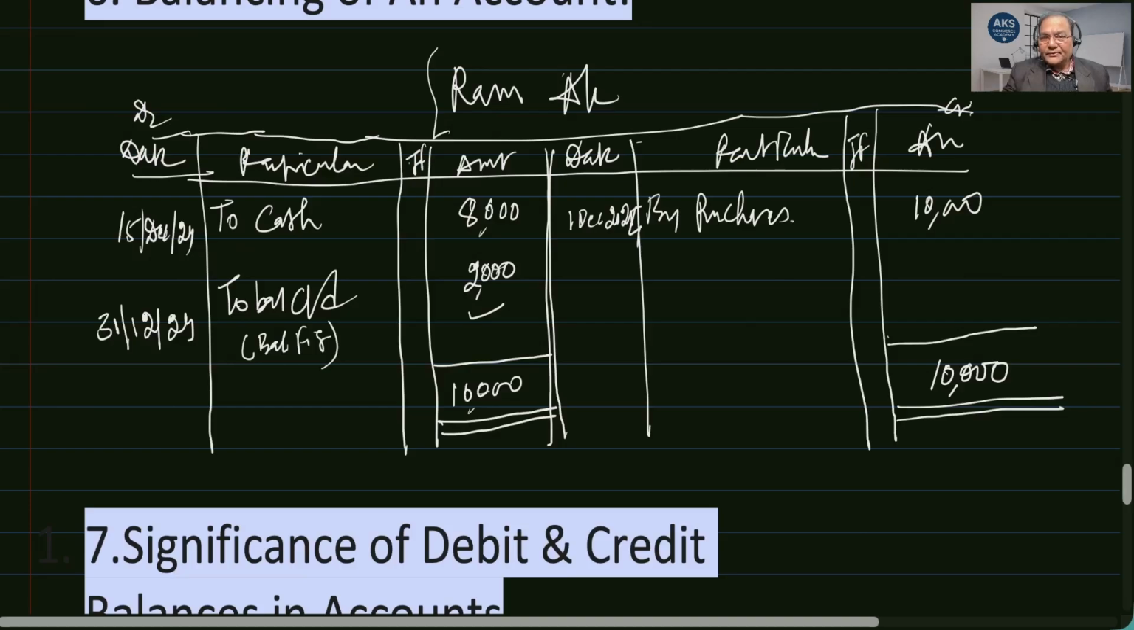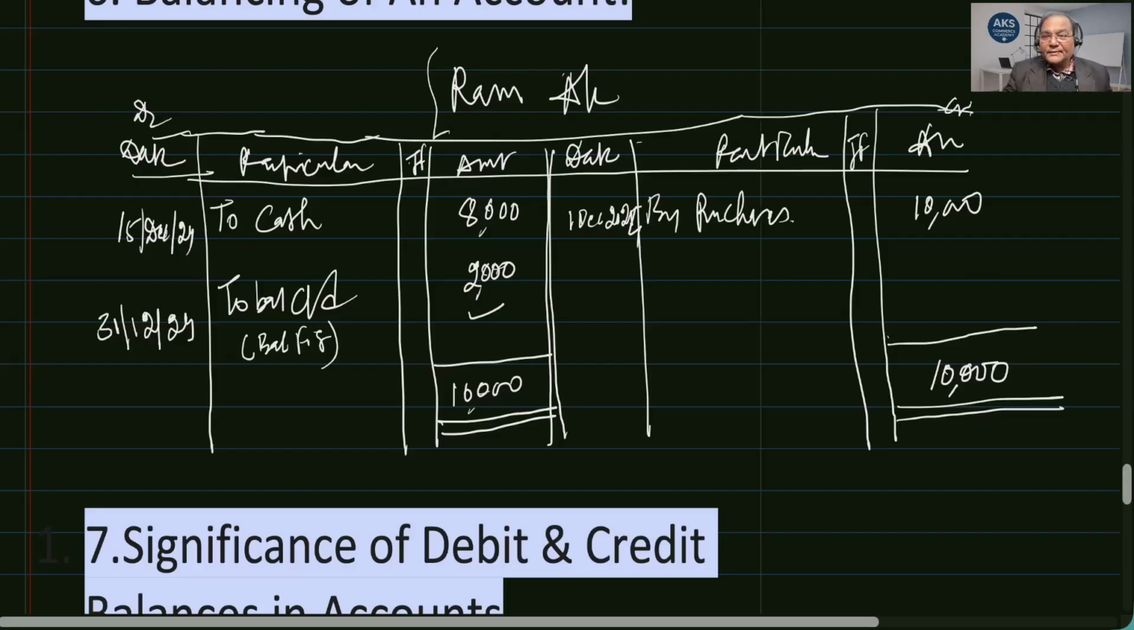And if the debit side total is higher than the credit side, then the difference will appear on the credit side. Supposing we had made a payment of 12,000 rupees, the total would have been 12,000 here and also 12,000 there. Purchases were only 10,000 but the payment made is 12,000, so there is an advance payment made to him. So that balancing figure will appear here.